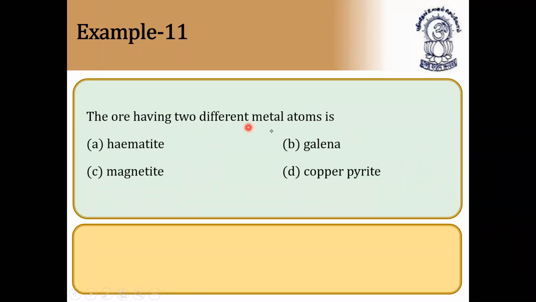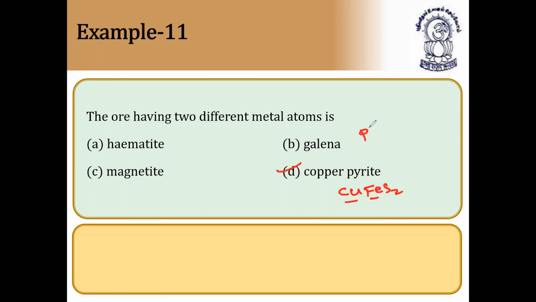The ore having two different metal atoms: hematite, galena, magnetite, copper pyrites. Two different metal atoms means, as you already know, copper pyrites. The copper pyrites formula is CuFeS2. So it contains copper as well as iron. So the answer is copper pyrites.